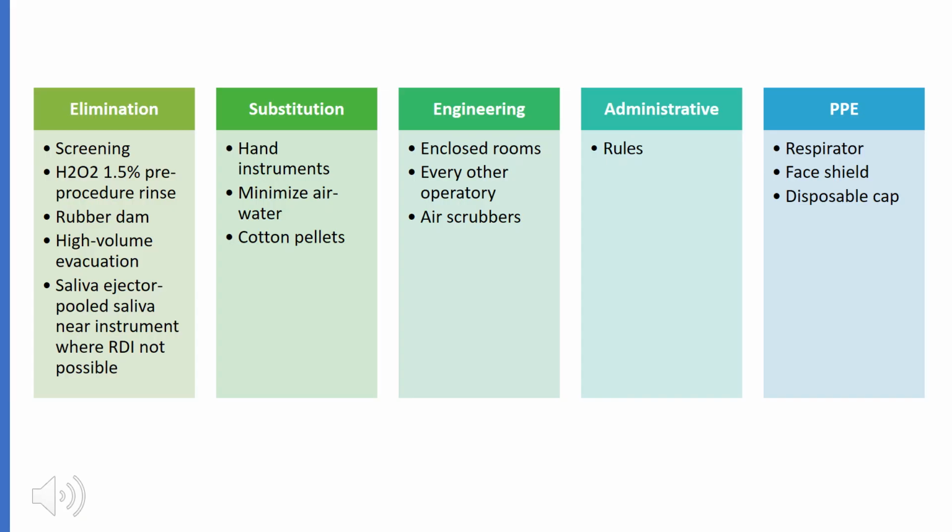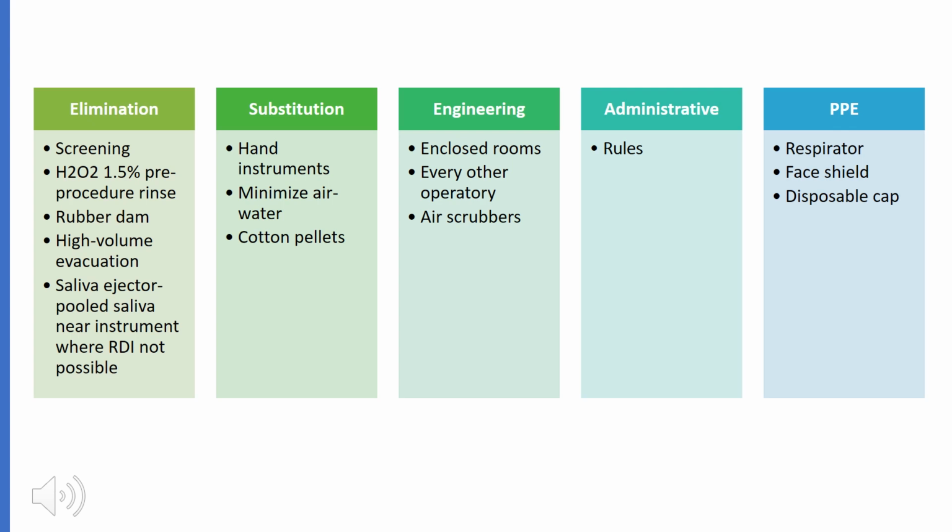Another way of thinking about infection prevention is the hierarchy of infection prevention. On the left side of the screen, we see elimination, and on the right side of the screen, we see PPE. While we focus very heavily on personal protective equipment, this is actually the lowest rung of the ladder on the hierarchy, whereas elimination is the highest rung of the ladder.